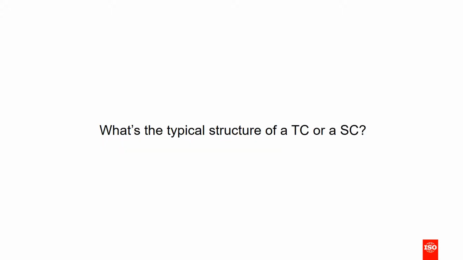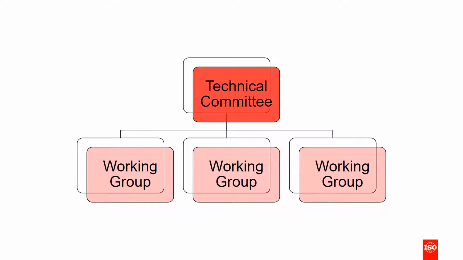So getting started with this unit, what is the typical structure of a technical committee or a subcommittee? Well, here it is for technical committee. In dark red, you have the technical committee, and in the lighter red, you have the working groups. Each technical committee has a chair driving the consensus process within the technical committee. That chair receives admin support by the secretary, and both constitute the secretariat of the technical committee.